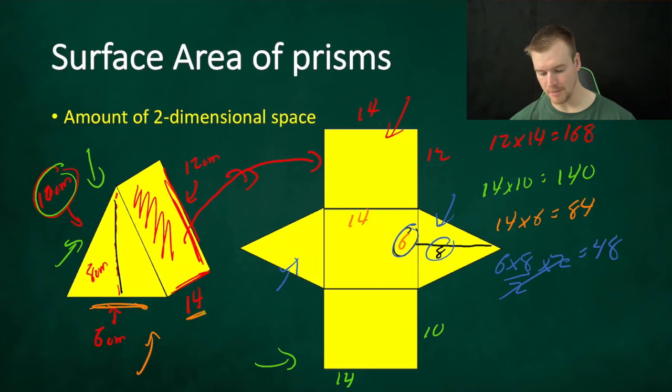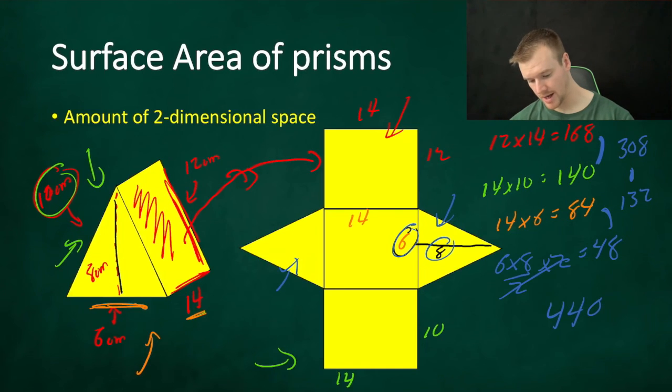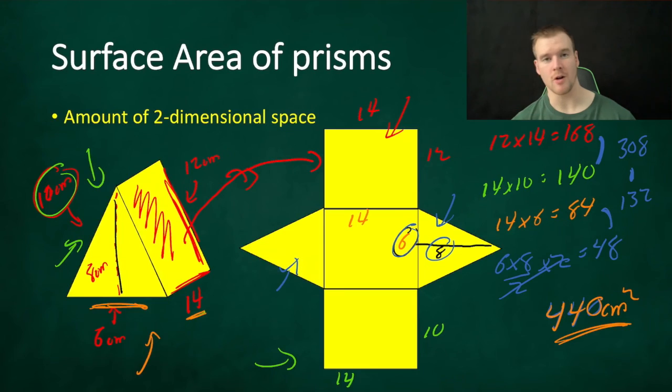So let's add these up. Maybe I'll put these 2 together first, which becomes 308. And then when I put these ones together, that becomes 132. And then when I put those together, then we get 440. So I'll make that a little bit easier to see here. 440 centimeters squared for our last one.